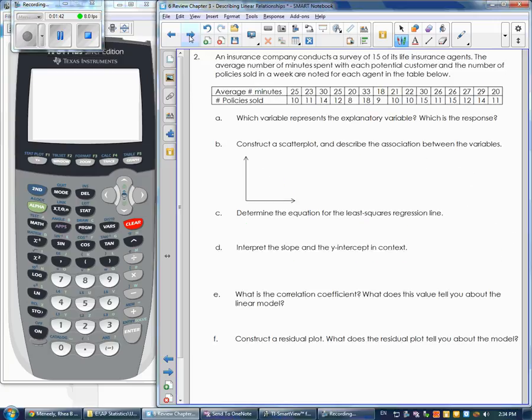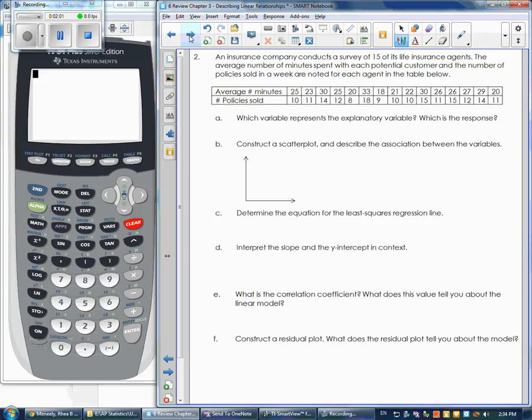Okay. In number 2, you're given some data. It says an insurance company conducts a survey of 15 of its life insurance agents. The average number of minutes spent with each potential customer and the number of policies sold in a week are noted for each agent in the table below. So we're given some information about the average number of minutes and the number of policies sold.